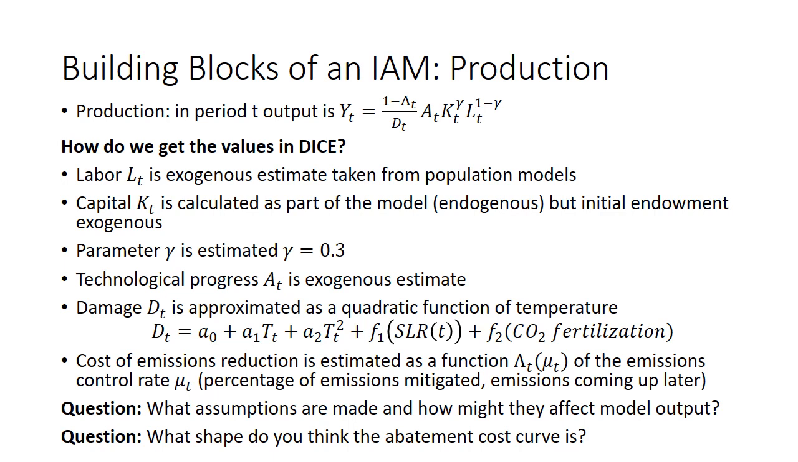The cost of emissions reduction is estimated as a function of lambda, the emissions control rate, which is basically any policy we're imposing in the model. So lambda is a function of the policies that we impose. A more stringent policy is going to increase lambda.